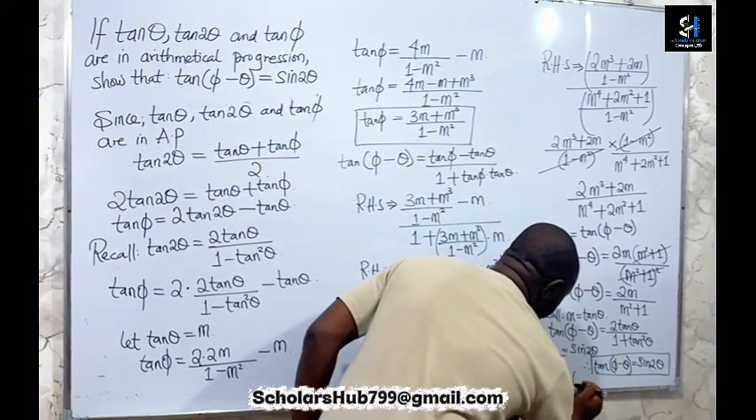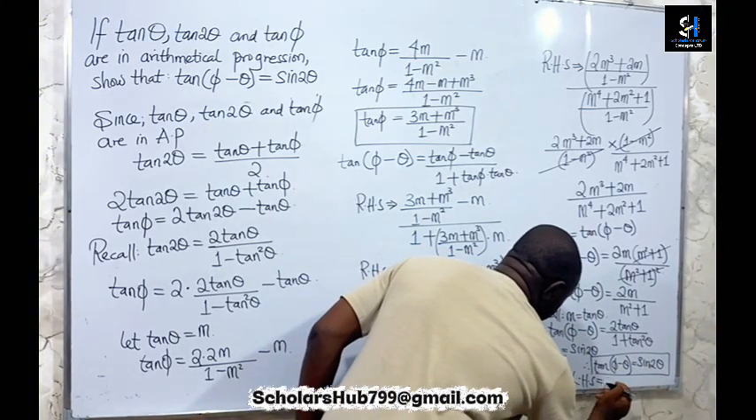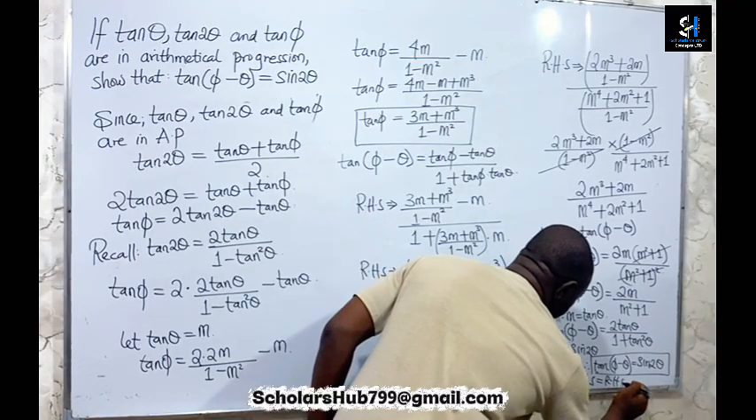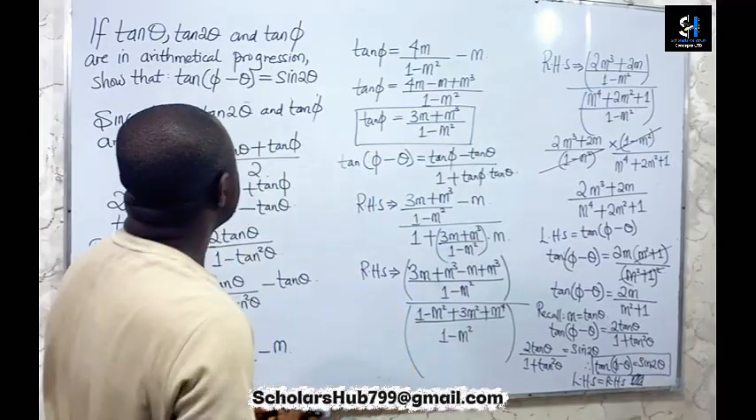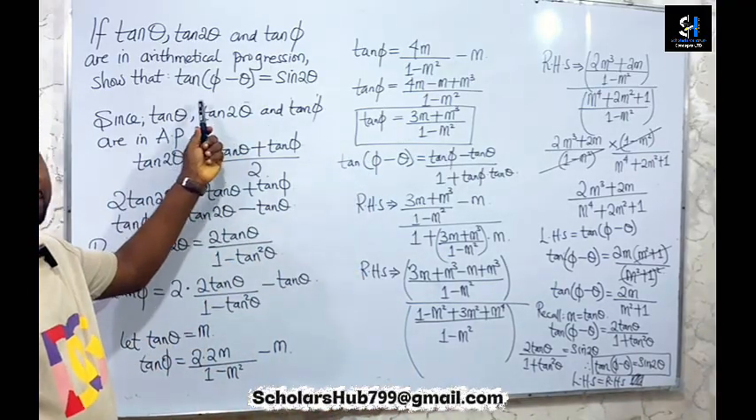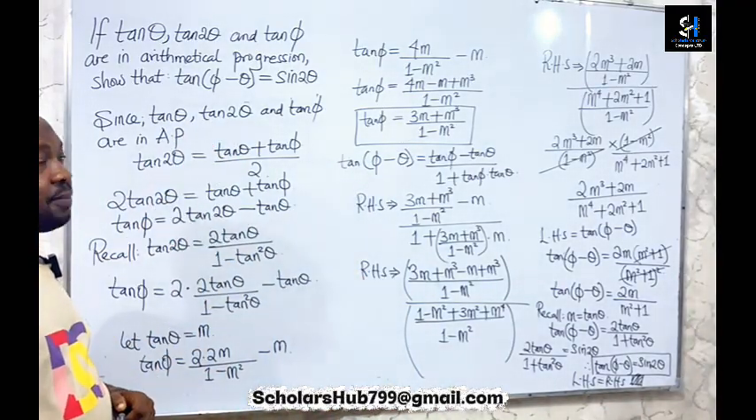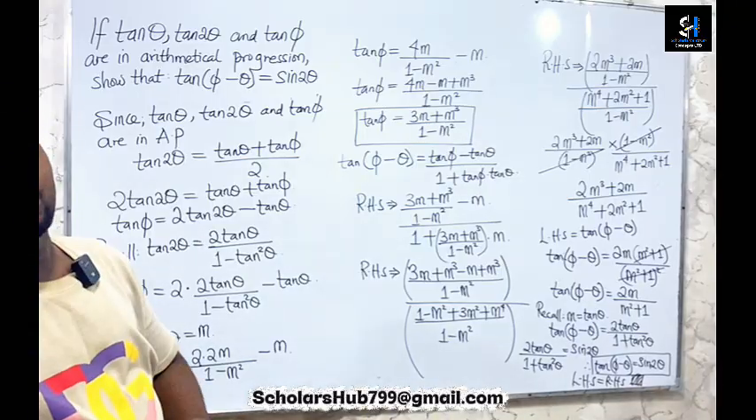Okay, so which means the left hand side is equal to the right hand side. And we have just proved that the tan of the difference between phi and theta is equal to sine 2 theta.